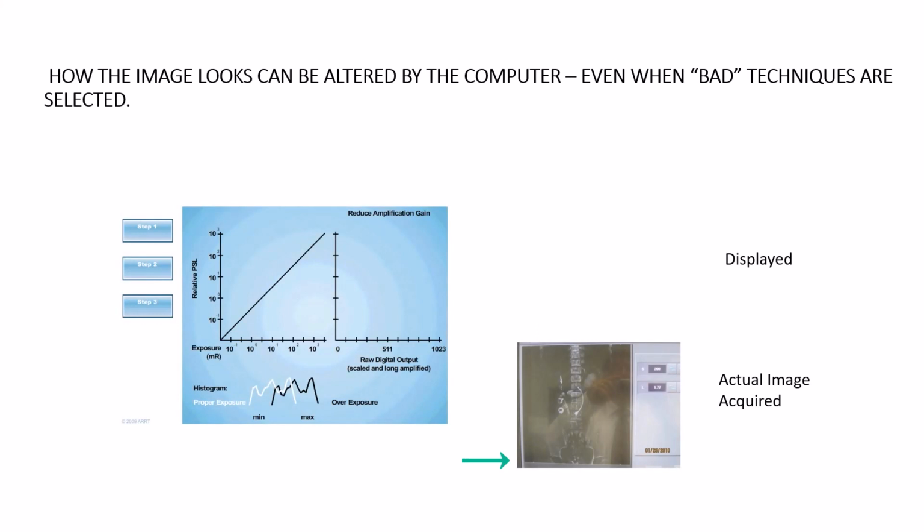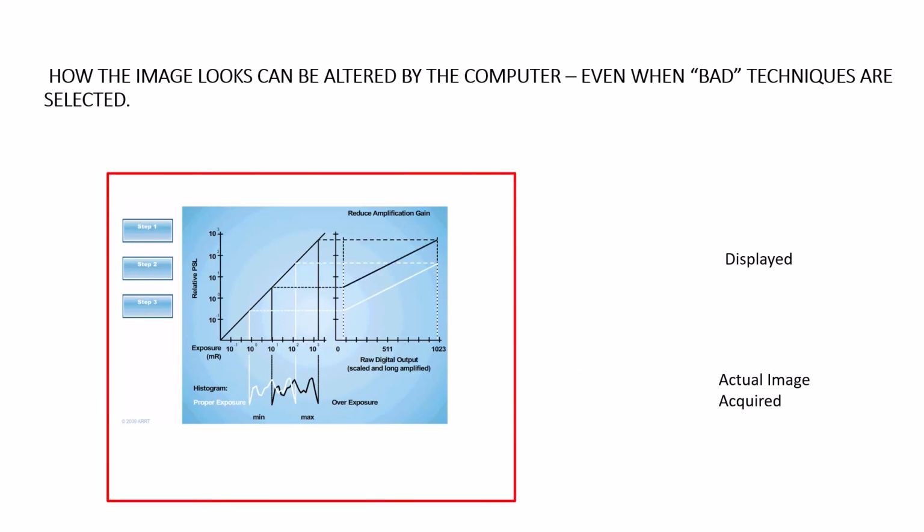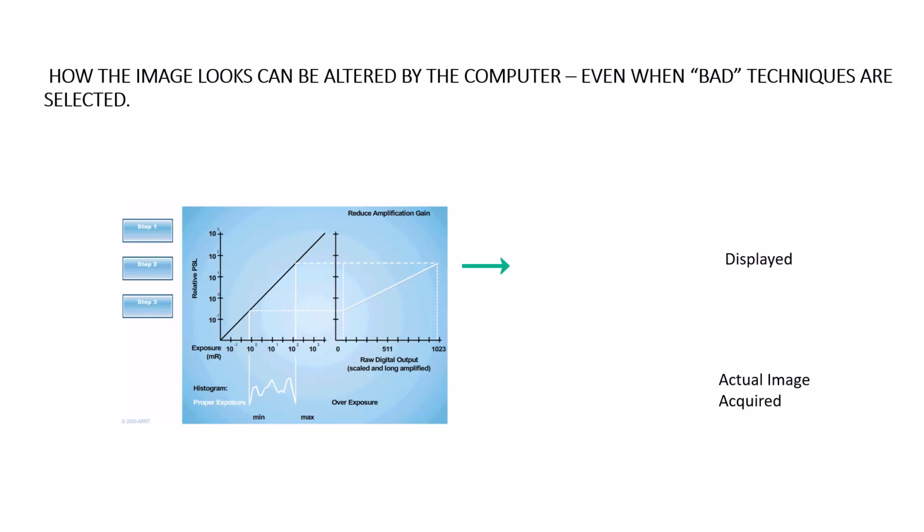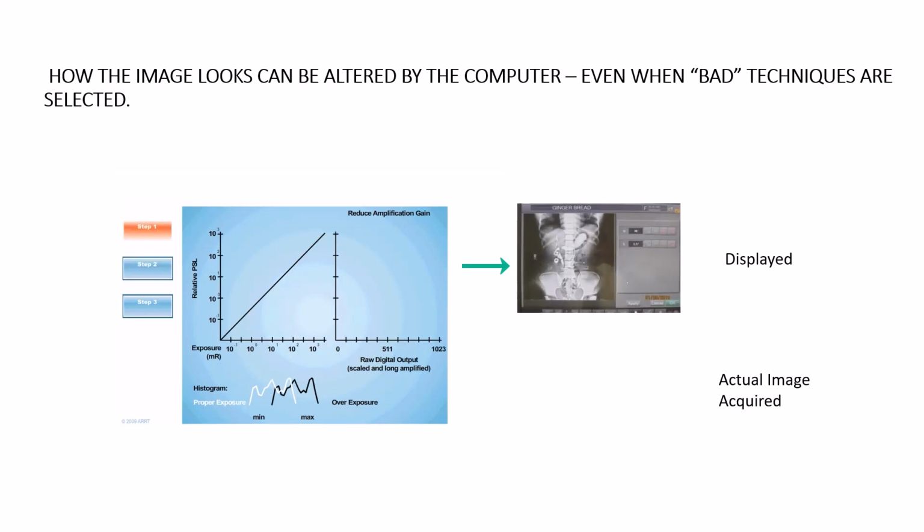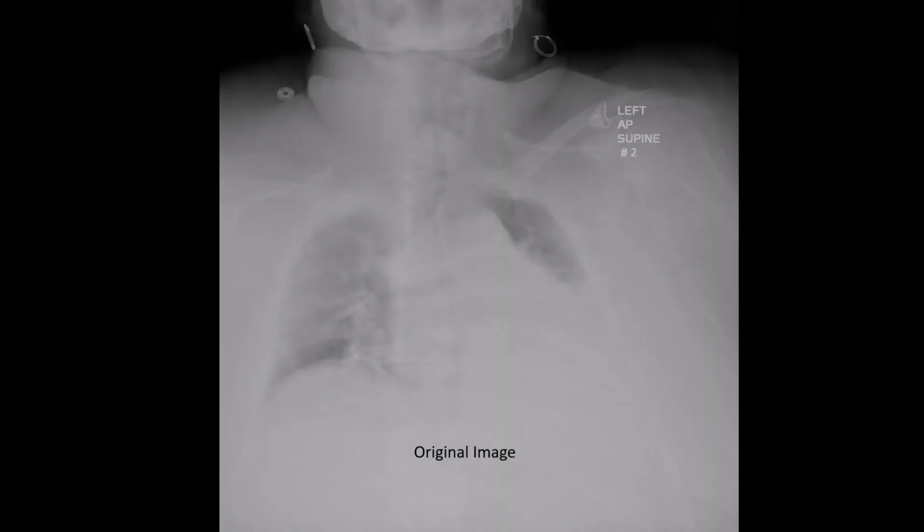Today we have EI numbers, exposure index numbers, and DI numbers. But what we're looking at here is the image as it was actually acquired. Now let's watch the computer take that and turn it into an acceptable looking image. So now we can just go ahead and send it for reading, right? Wrong. The gross overexposure shows that we may have missed some data. That data might make a difference in getting a diagnosis or not.